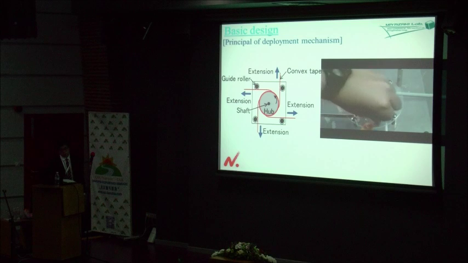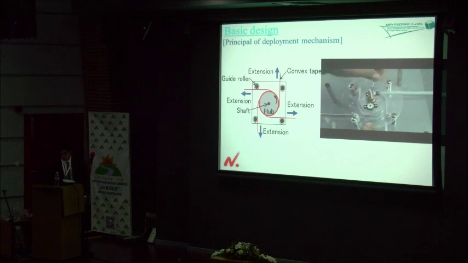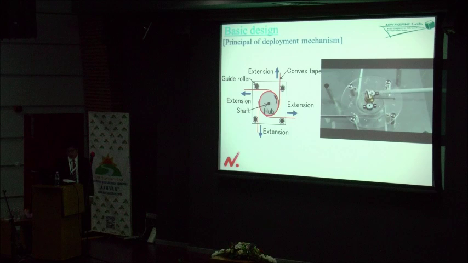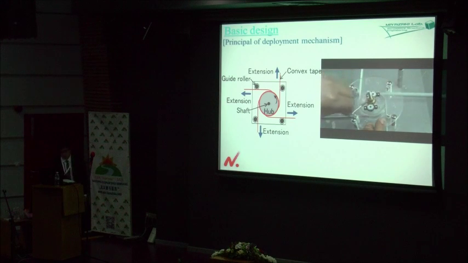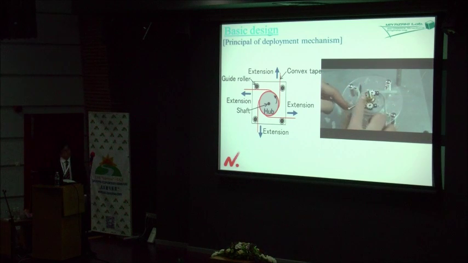Next, principle of deployment mechanism. The convex tape is capable of self-extension when it is rolled up. The proposed device employs these characteristics of the convex tape for the deployment of the membrane. This figure and movie shows the principle of the deployment. The convex tape are wrapped around the cylindrical hub that can rotate freely around the center shaft. When it releases the hold, each tape starts to extend around the guide roller that is located so that the tape extends towards the desired direction.